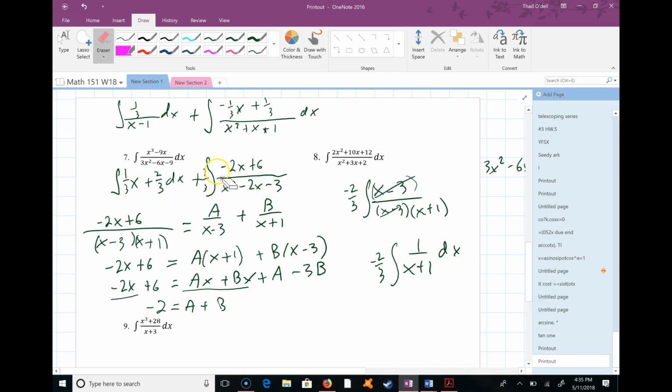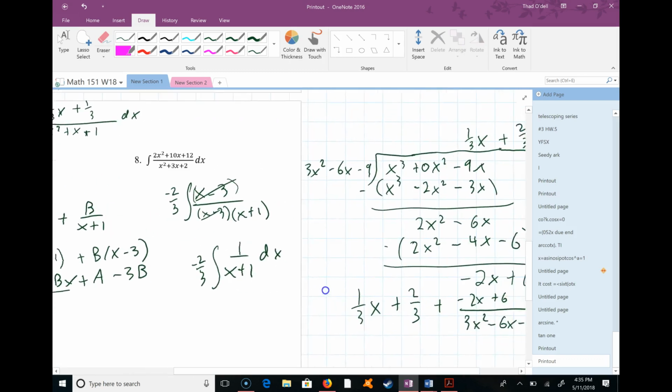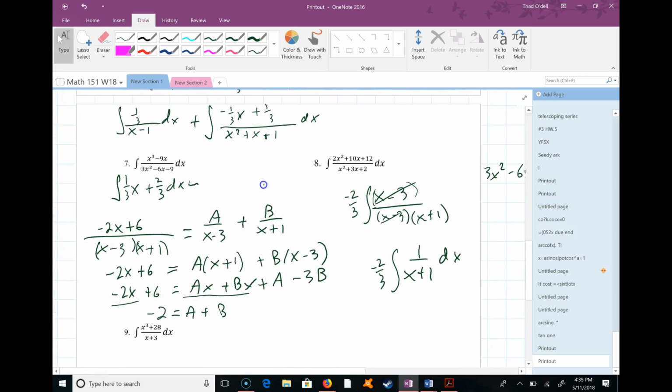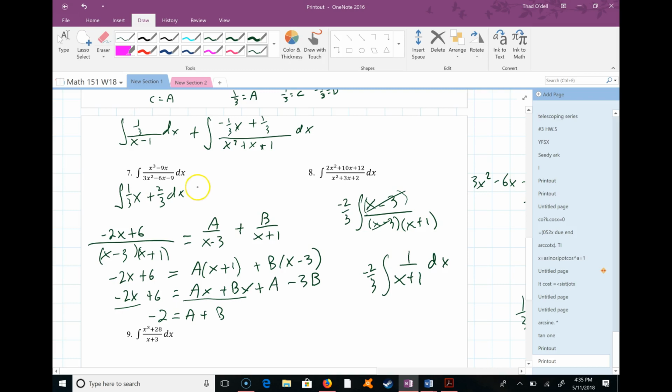So then this piece right here would turn into, well, it was a minus, wasn't it? Minus, wait, was it a minus? No, it was plus, okay. Plus, oops, plus the integral of, oh, it is minus because of the negative 2/3. Okay, so that's what I was thinking of, minus. So it'd be a minus 2/3 integral of 1 over x plus 1 dx.